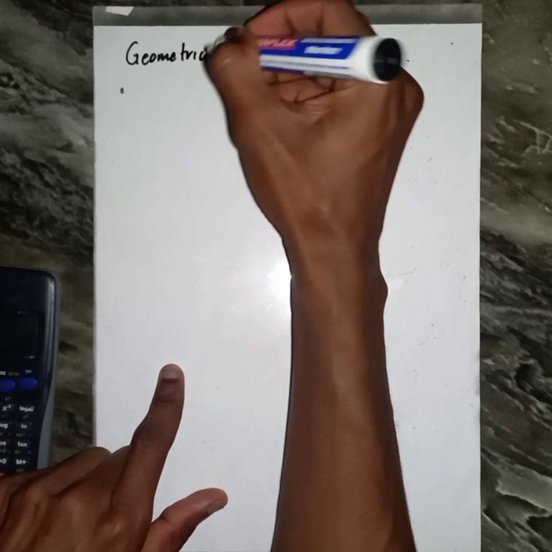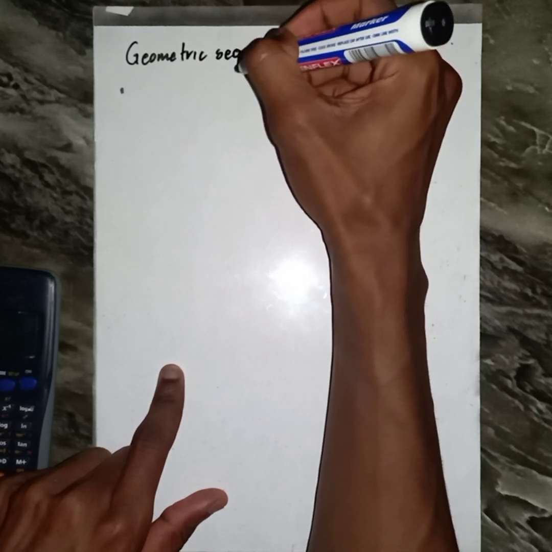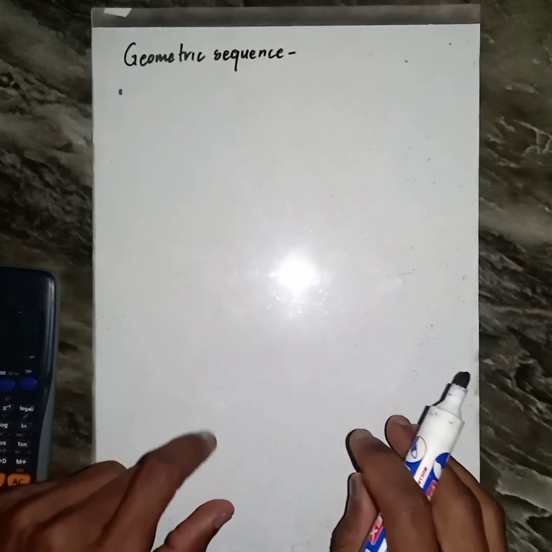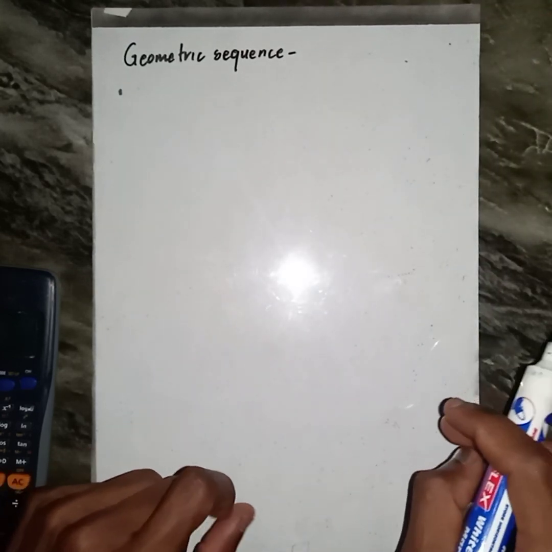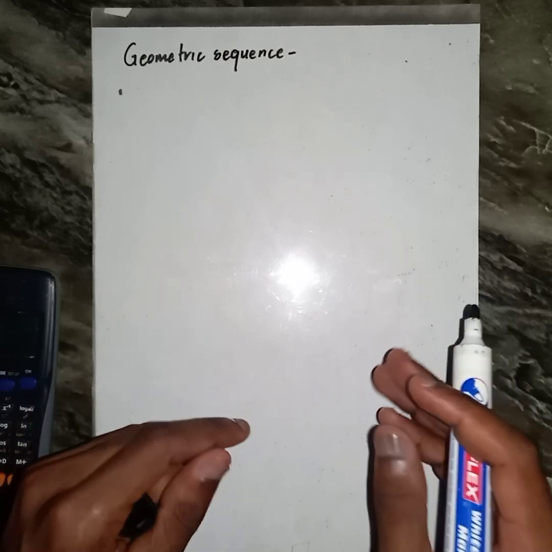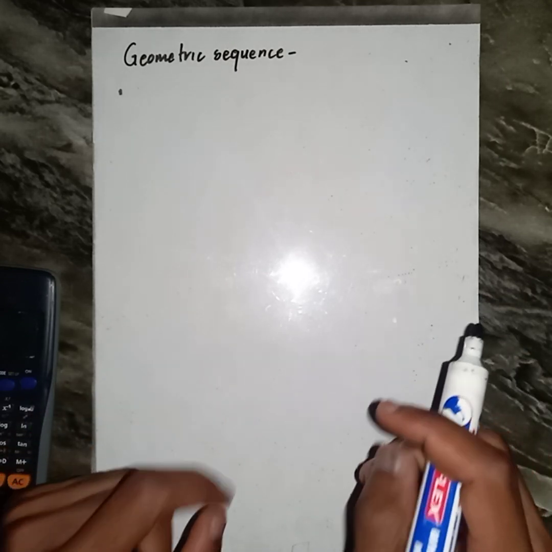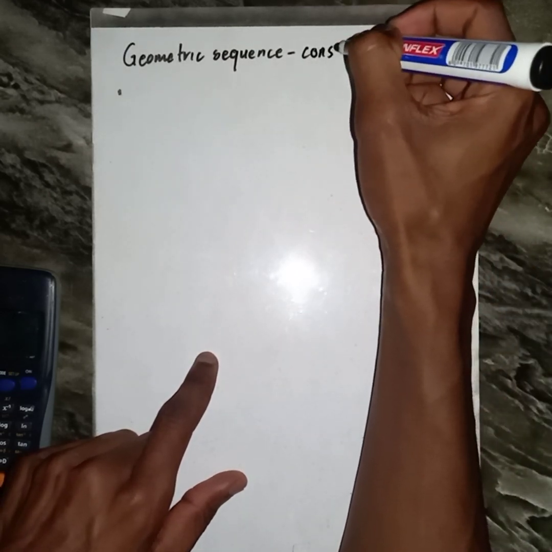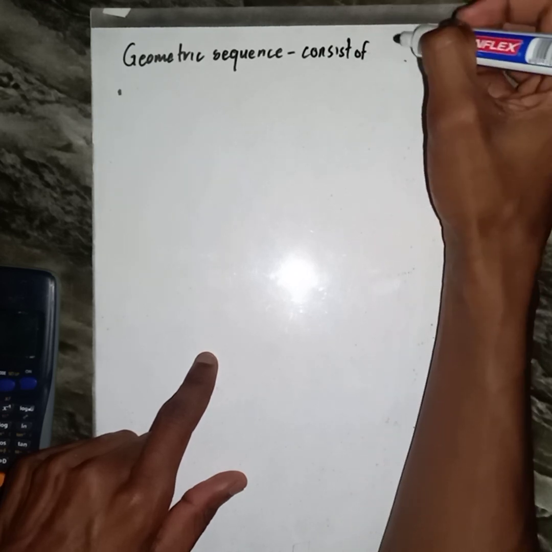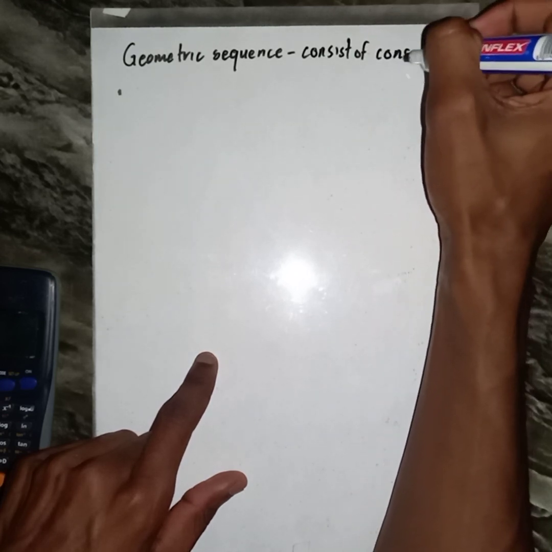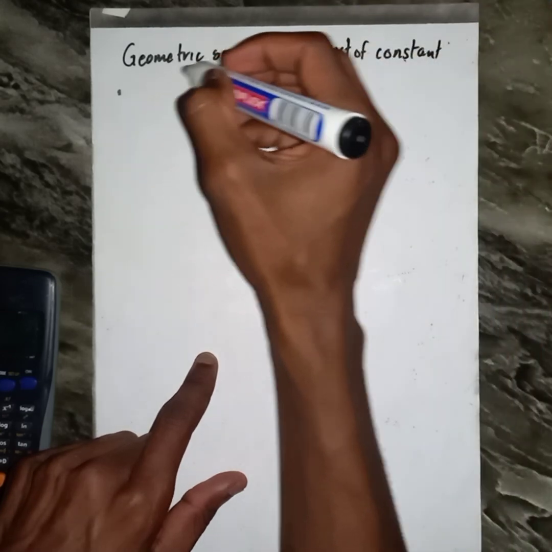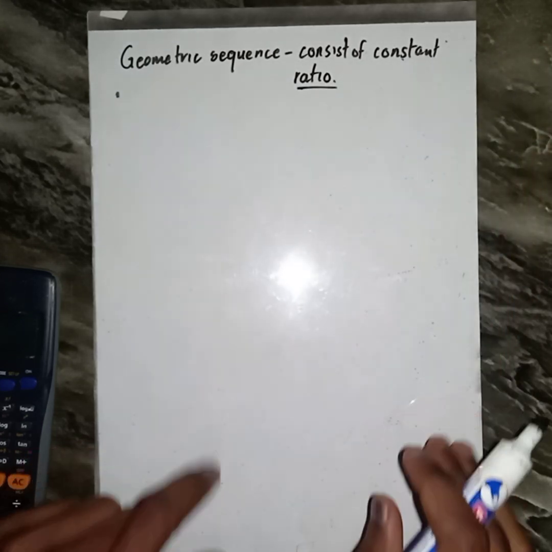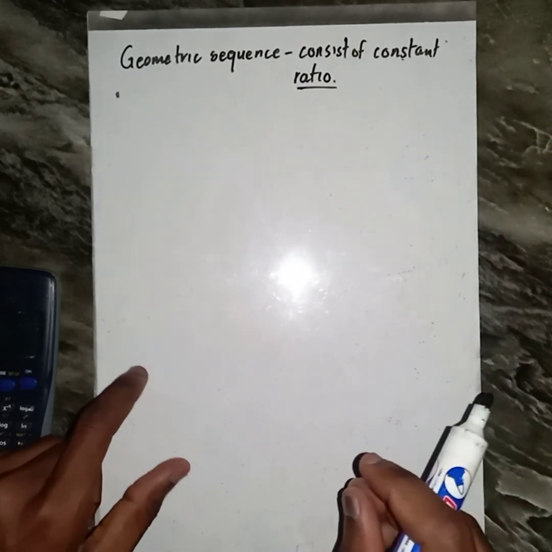Today I'm going to do with you the geometric sequence. What does the geometric sequence concept imply? It is a sequence that consists of a constant ratio. The geometric sequence consists of a constant ratio. You see, the constant ratio.